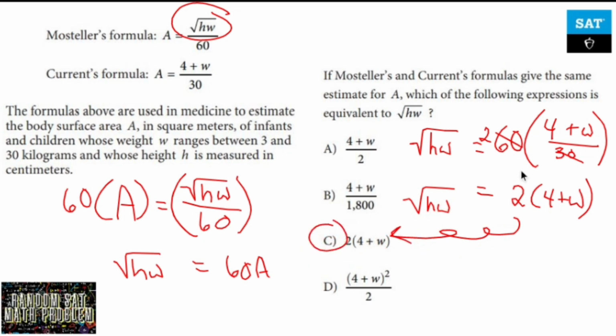There may have been a different way for me to go about that, but I don't know. I kind of went with it. I saw the square root of HW, so I solved for HW. That didn't give me any of the answers that I want, so I figured let's plug in A, see what happens, and that seemed to work for me. And so there you have it. Mosteller and Current.